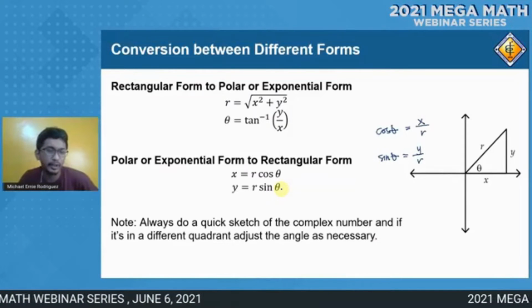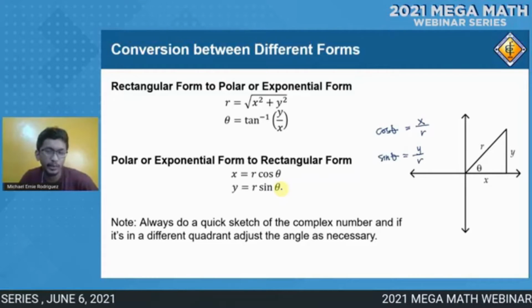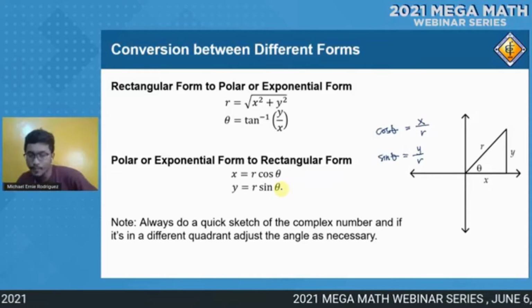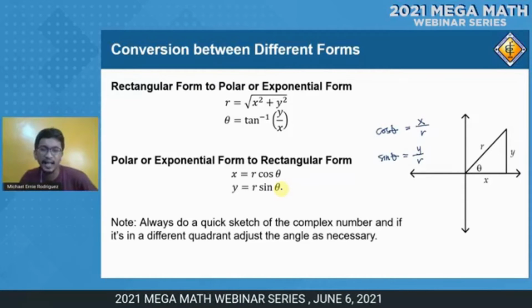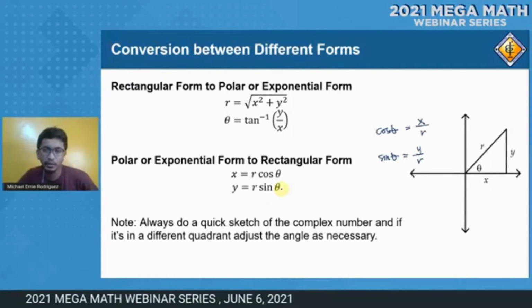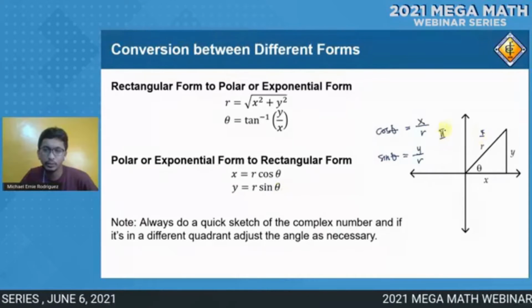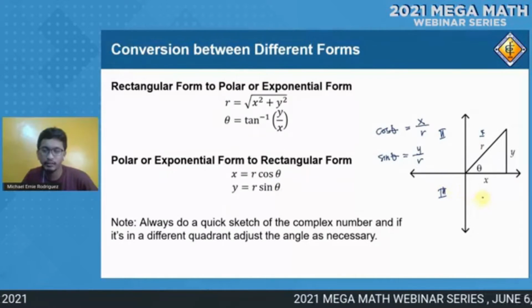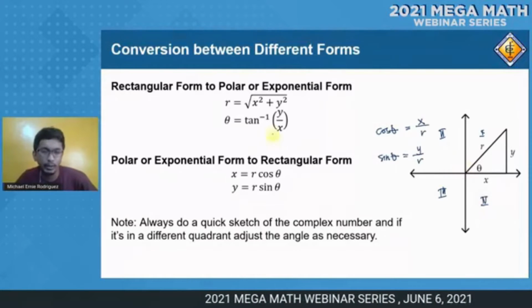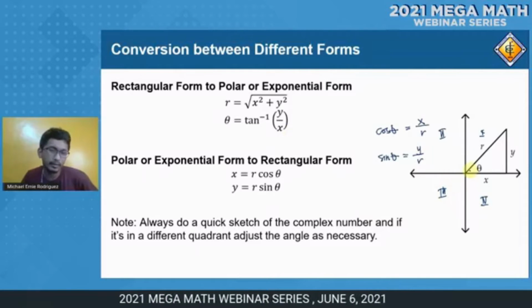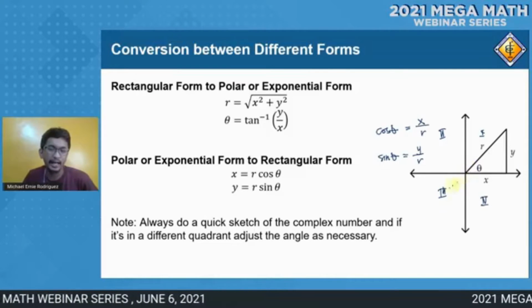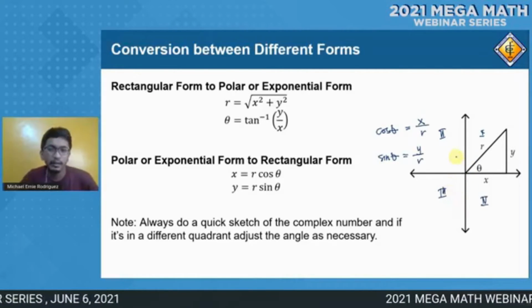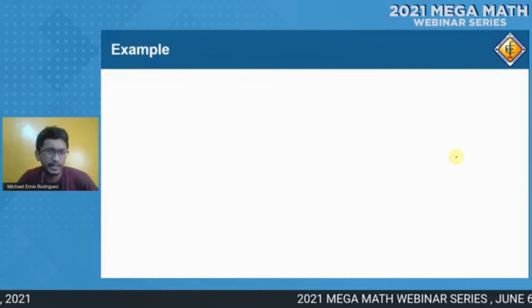So take note, when we convert between the different forms of complex numbers, we make a quick sketch so we can see the angle. If the angle is in another quadrant, quadrant 1, 2, 3, or 4, you can just adjust the angle as necessary. I think we have an example.